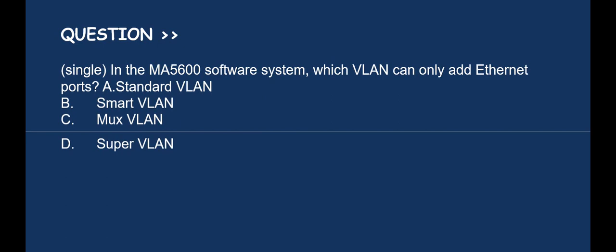Next one, in the MA5600 software system, which VLAN can only add Ethernet ports? Option A, Standard VLAN. Option B, Smart VLAN. Option C, Mux VLAN. Option D, Super VLAN. Correct answer is option A.